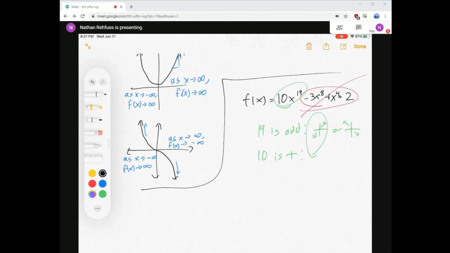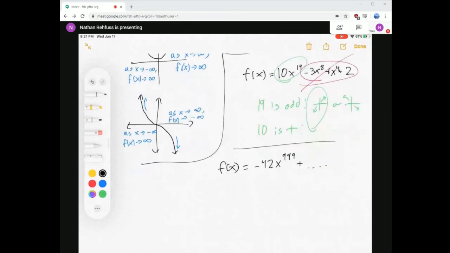If I told you that f of x was negative 42x to the 999th plus a million other terms that don't matter because this one dominates, then all you have to do is say, okay, or here, you know what? I did this already. Let's make this one 998. I'd say 998 is even, so we're either going both up or both down. Negative 42 is negative, so there is a flip, which means we're choosing this one. And so that's the end behavior.